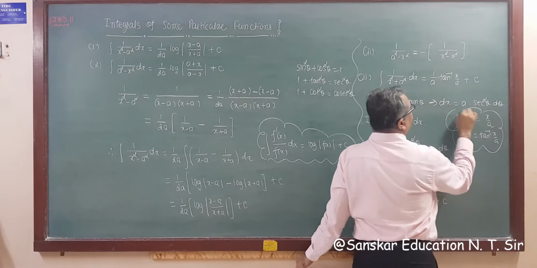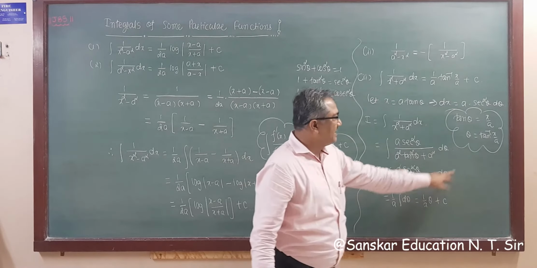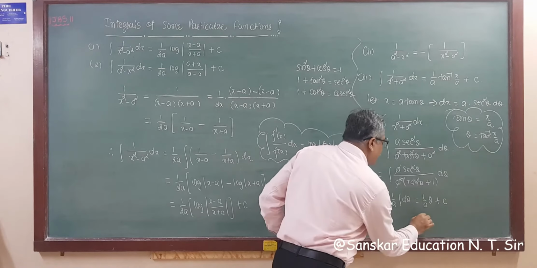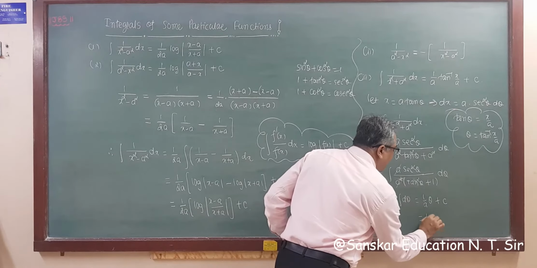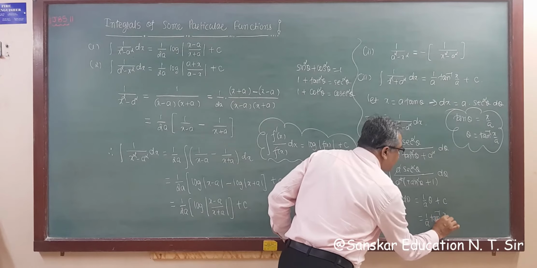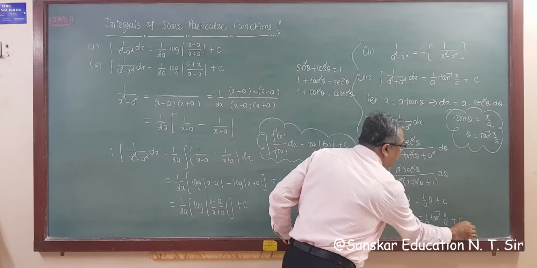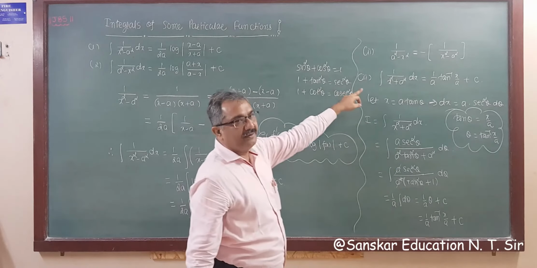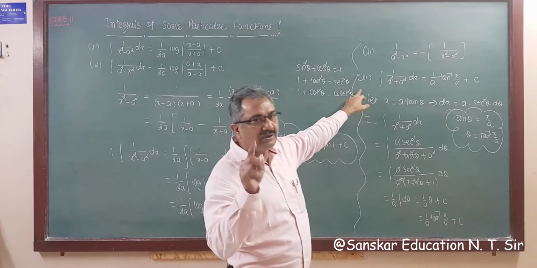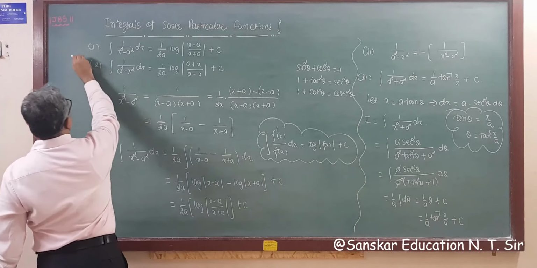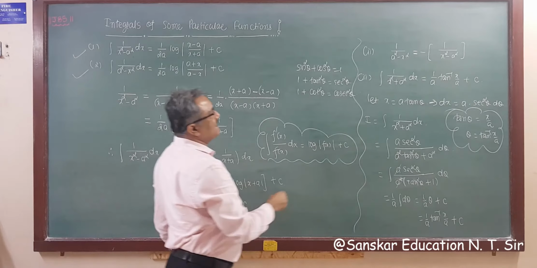So this is a very important thing. Theta is tan inverse x by a. So the answer is 1 upon a tan inverse x by a plus c. That is your another formula. So you have to only remember these three formulas.